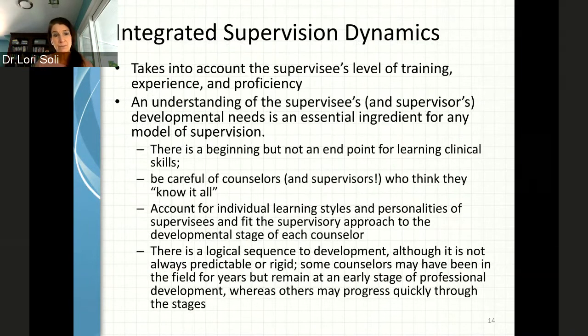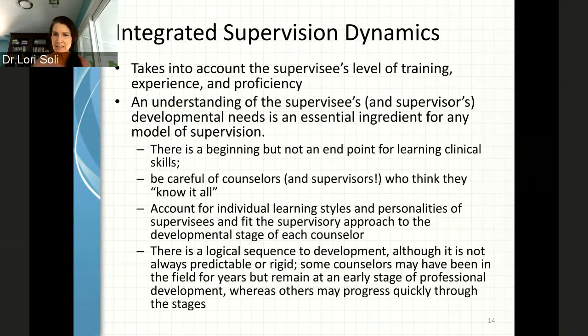Be careful of counselors and supervisors who think they know it all. Somebody who says, well, I am the expert on cognitive behavioral traumatology supervision. Well, okay. Just be careful, be wary of that.